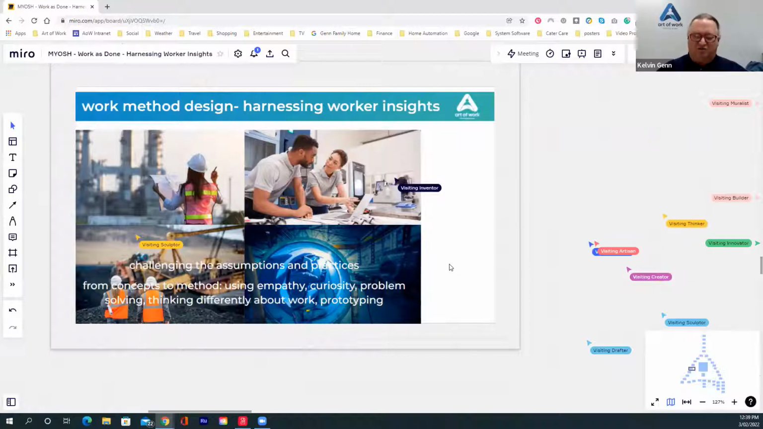It's not handing the whole process over and saying, well, we'll just let the frontline design work. That's not what this is about. It is about coming at it from a different position. So challenging the assumptions and practices.